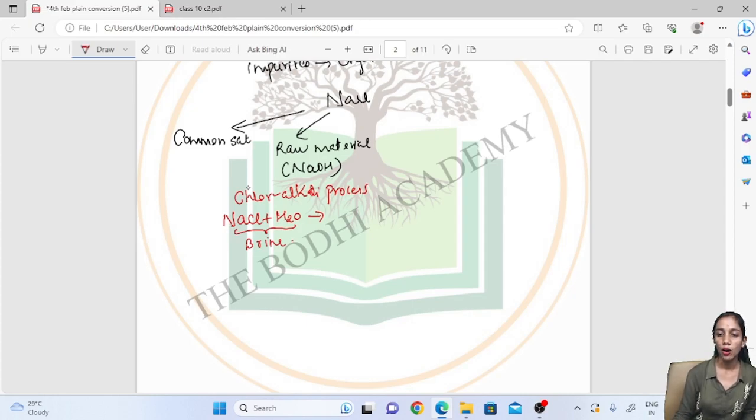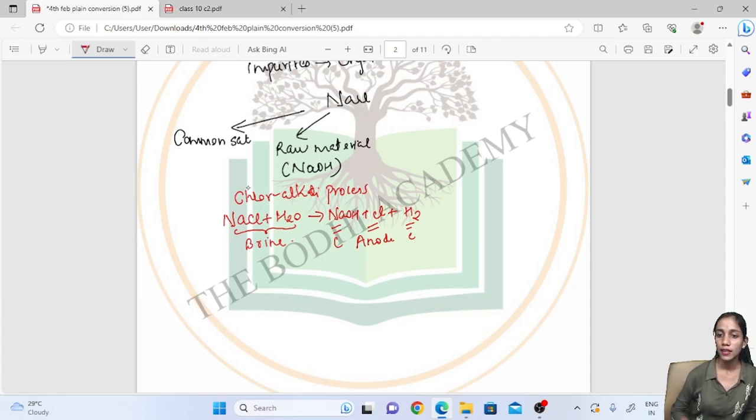Now electricity is passed in this solution. It is taken in a beaker, two electrodes are placed in the solution and electricity is passed. After electrolytic decomposition, the products produced are NaOH plus chlorine plus hydrogen. The chlorine gas is produced at the anode, and NaOH and hydrogen are both released at the cathode electrode.